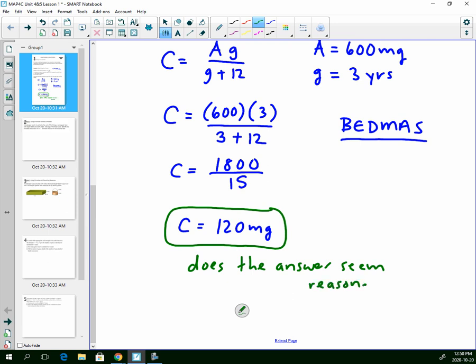So thinking about what I'm looking for in this question, I want to obviously reduce the dose for a child. So a 600 milligram dose would be reduced to a 120 milligram dose for a child. So that seems like a reasonable answer. That seems like an amount that I would give a child as compared to an adult. And make sure that you always include units if they are given, right? They're not always given, but if they are given, make sure that you include the units.